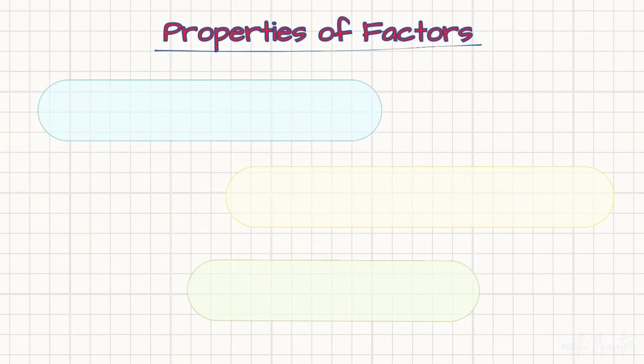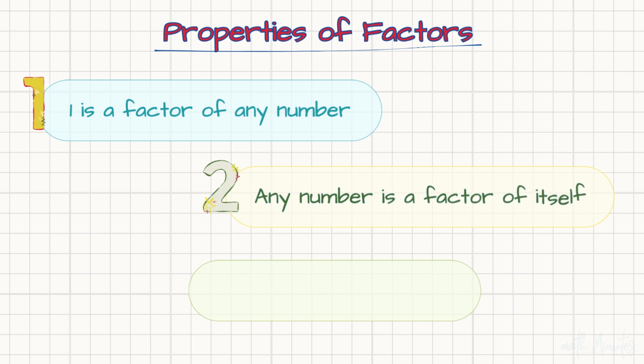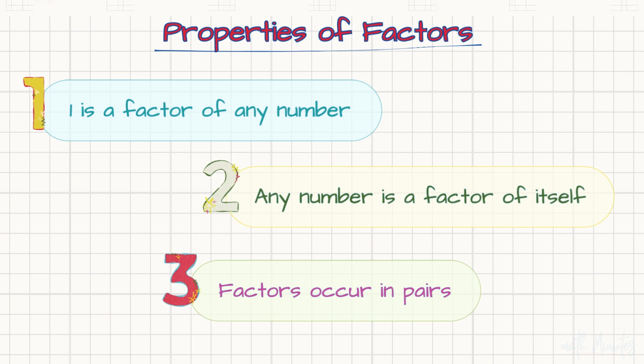Similar to multiples, factors possess several interesting properties that can help us understand their behavior. Firstly, every number is divisible by 1, so 1 is always a factor of any number. Secondly, every number is divisible by itself, meaning the number itself is always a factor. And lastly, factors always occur in pairs. For example, if we have a factor pair, 2 and 6, we can multiply these two numbers to obtain the original number, 12. This property holds true for all factors.